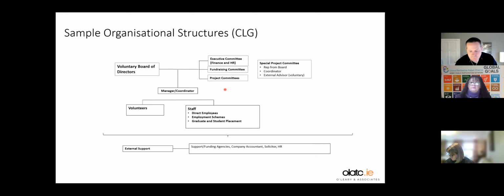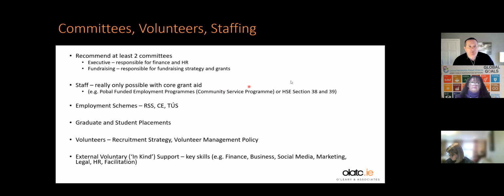Okay, so committees, as I said, I recommend at least 2 committees. The first being an executive. Now some groups have a finance committee and an executive committee, 2 separate ones. I kind of combine them because the same people are probably involved anyway. There's no point in having 5 people on two separate committees, the same 5 people. Just combine the work into one group.